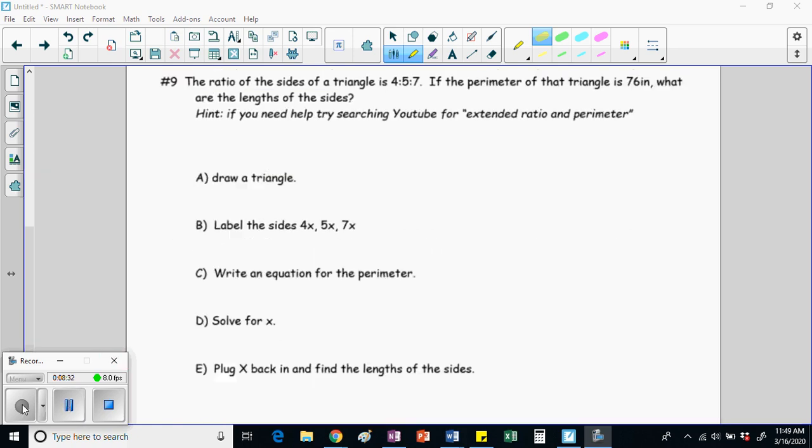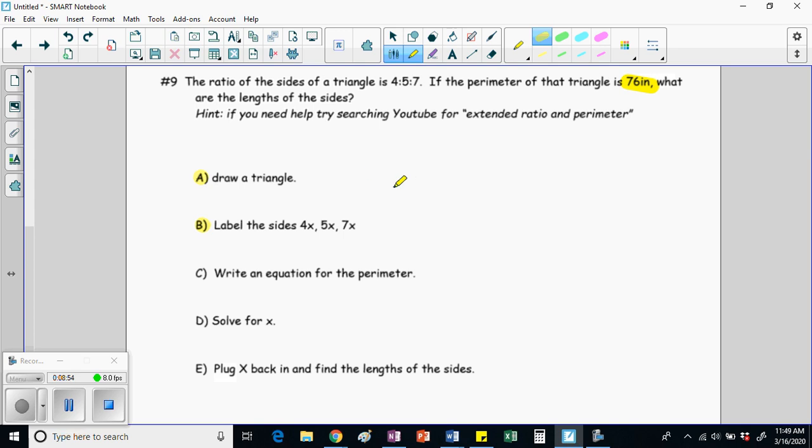All right, for the last problem on this assignment, problem number 9, you can follow these directions. The actual problem's up here. It says the ratio of the sides of a triangle is 4 to 5 to 7. The perimeter is 76 inches. What are the lengths of the sides? But the steps on how to do it are right here. Draw yourself a triangle, label the sides 4x, 5x, and 7x. This problem should look familiar. It was on our first test this semester.